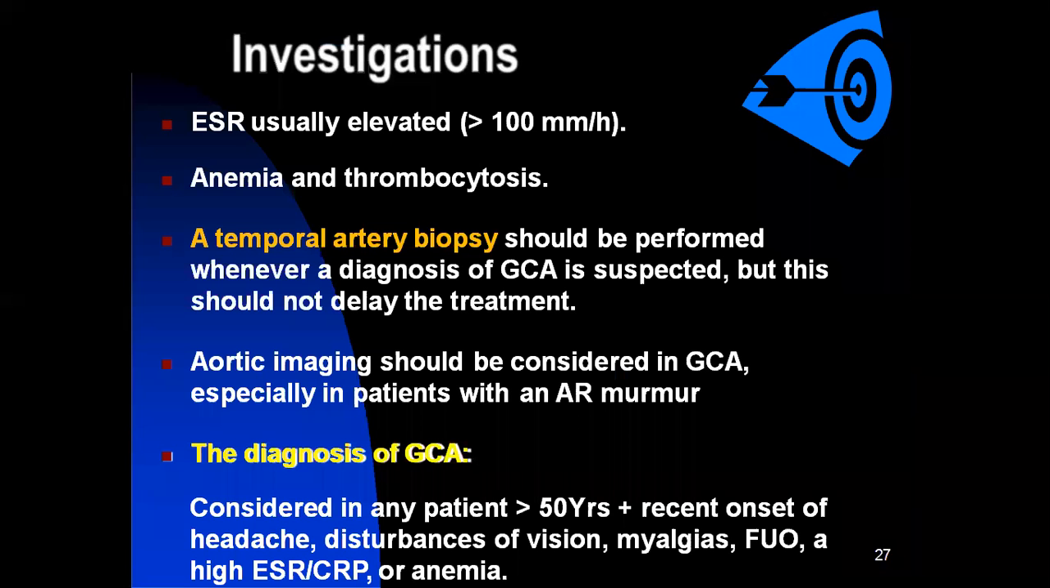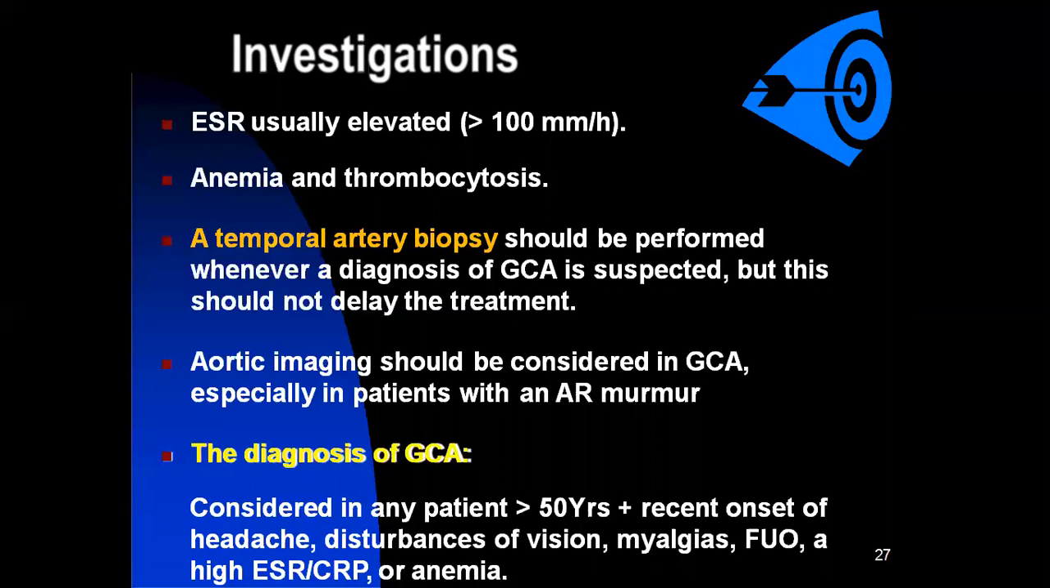Now the investigation, we have seen the briefing of the investigation, but still we find an ESR value which is raised above 100, and anemia and thrombocytosis may be associated. If we go for temporal artery biopsy, it's the definitive or the gold standard for establishing this type of arteritis. Aortic imaging may be considered, especially in patients with an aortic regurgitation murmur.